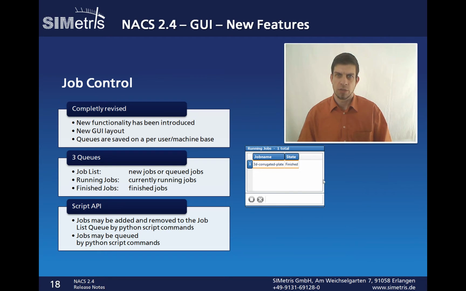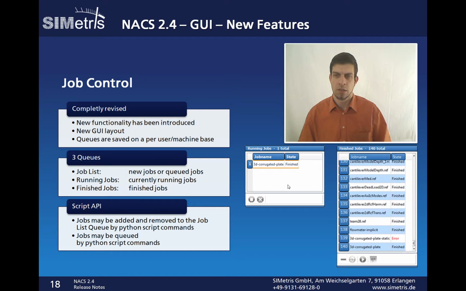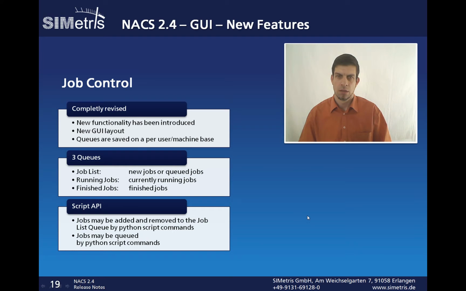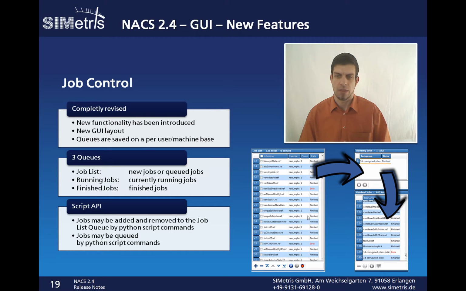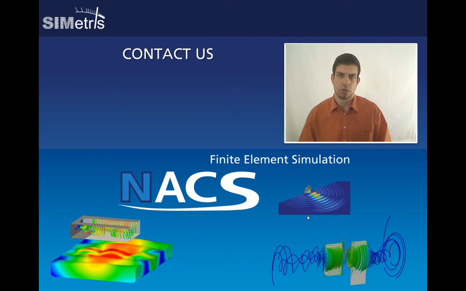Then those jobs will be transferred to the running job queue, and here you can stop or terminate, so kill, simulation jobs. And if they are finished, you can finally find them in the finished jobs queue. Here you can reschedule them and put them back to the normal job queue. You can directly restart the job from within that queue, or you can start post-processing, or of course get rid of those jobs in the finished queue. So the normal process looks like that. You've got your job list, it's transferred to the running jobs queue, and finally it ends up in the finished jobs queue. So this is everything that I wanted to tell you about the new version 2.4 of NACS.